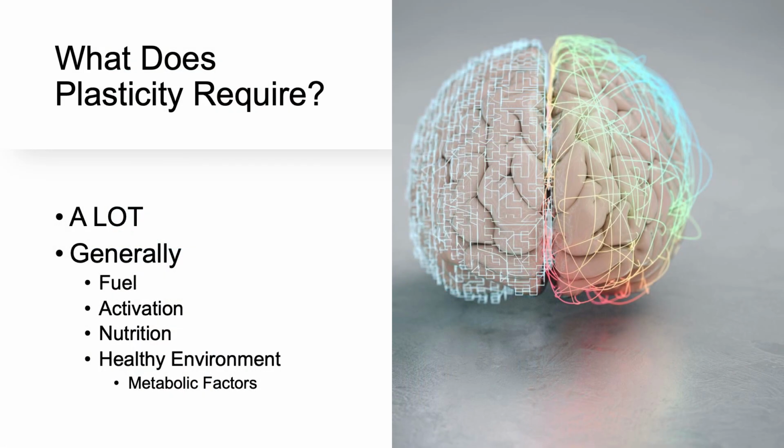What does plasticity require? A lot. And this is by no means an exhaustive list, because like I said, we're learning and growing in our understanding of this, but this catches a lot of the basics of what you need to be aware of. What we generally need is fuel. Fuel essentially to power our cells, power our mitochondria, which are in our cells. Even our nerve cells all have this powerhouse that generates energy. And so we need fuel for that. We need activation, and we'll see some examples of that as we go on. We need good, adequate nutrition.